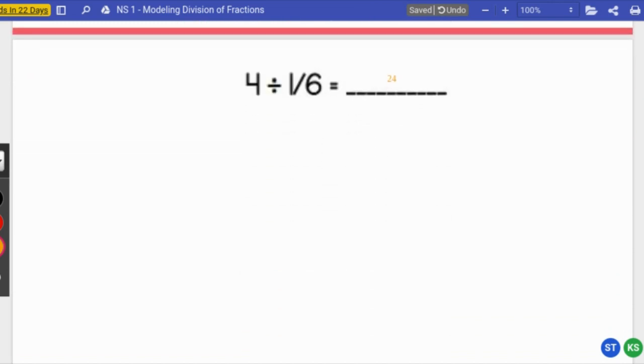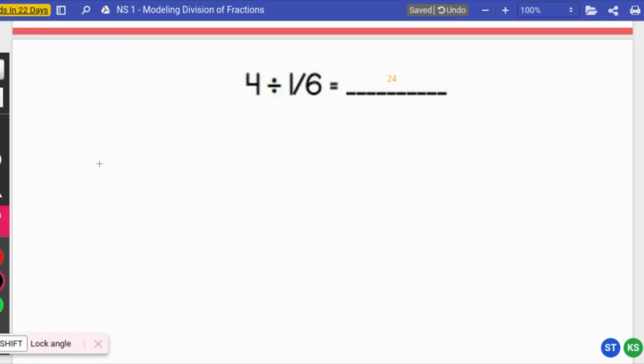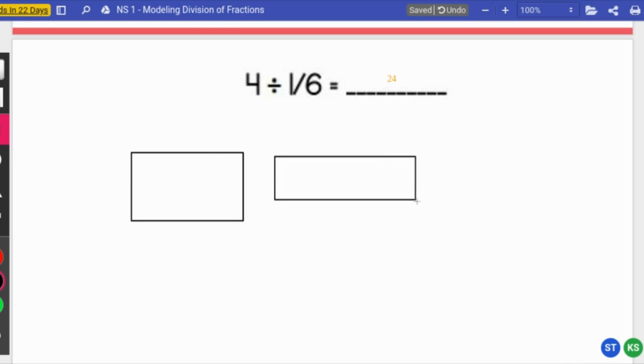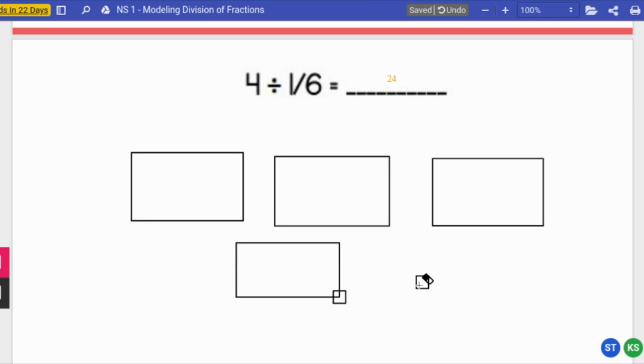All right, try this one. Pause this. Try this one on your own and see how you do. Okay, I'm going to insert my 4 wholes so that I have those to start with. They should all look the same, but as I'm doing this, I might not get them all exact, but they should be.